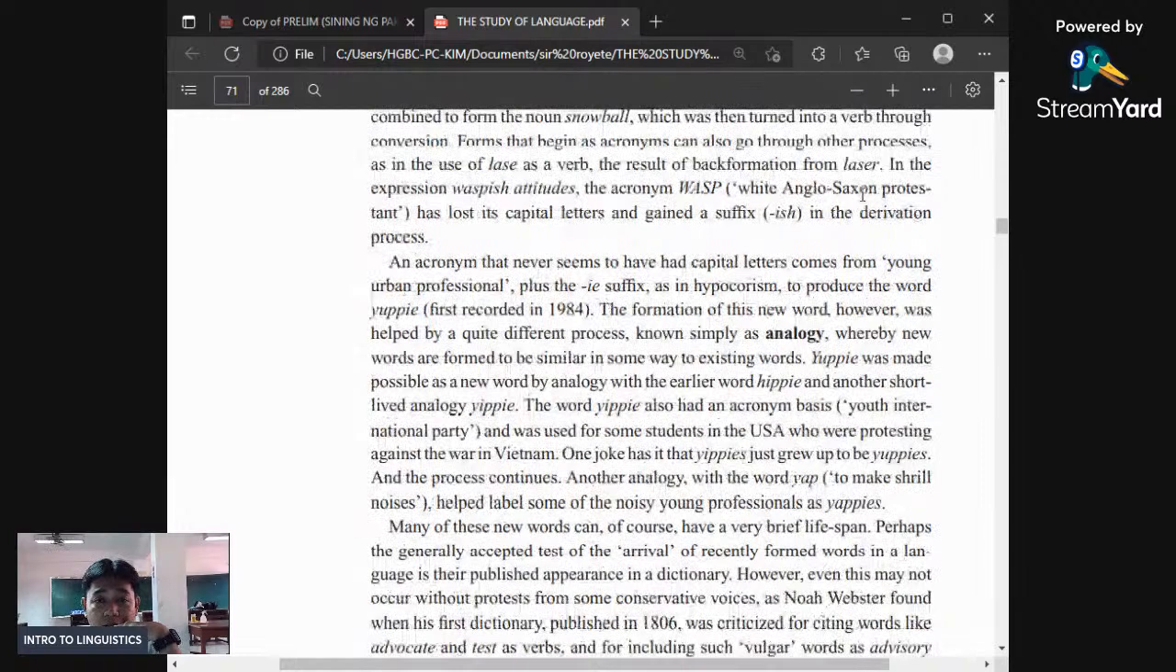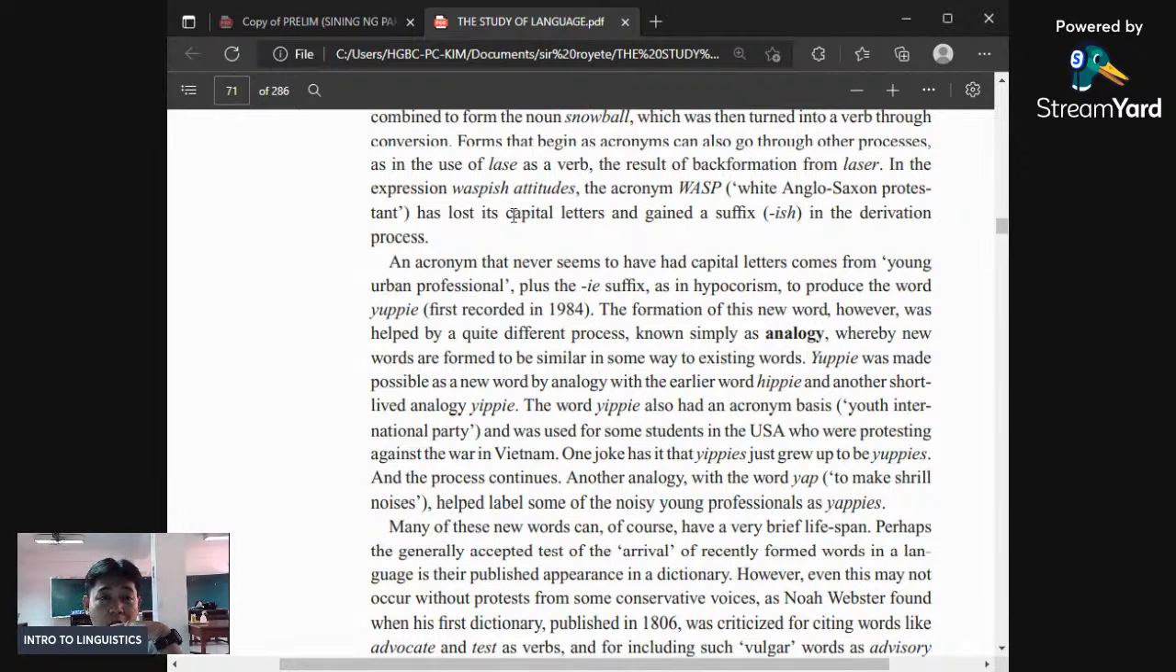And laser. So laser is acronym, di ba? Tapos may word tayong lase. So ang lase ay nanggaling sa word na laser, which is acronym, and then lase is also back formation. So dalawa nangyari sa lase, back formation and acronym. Acronym muna siya, tapos back formation.